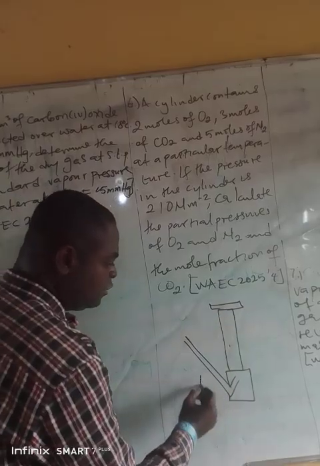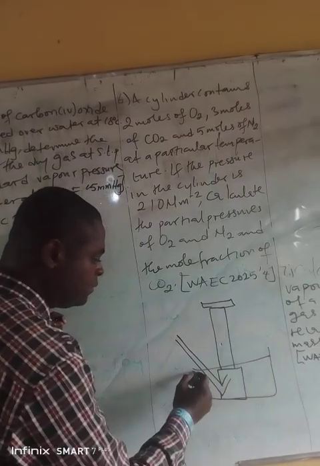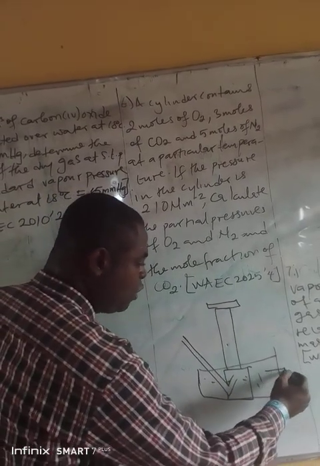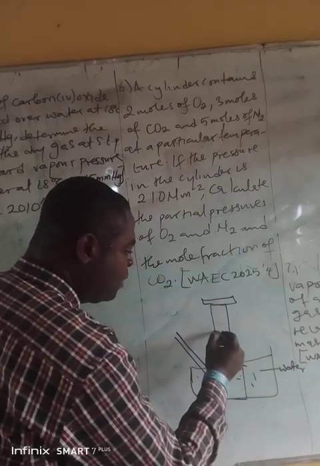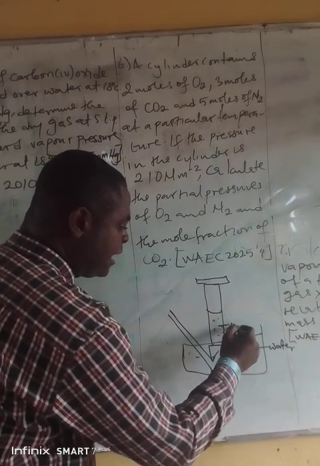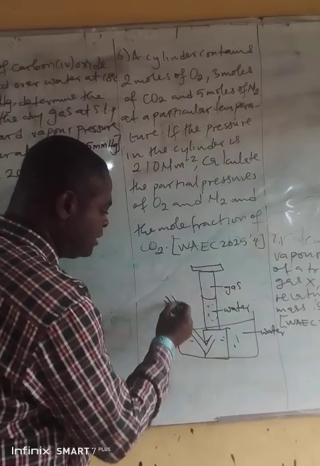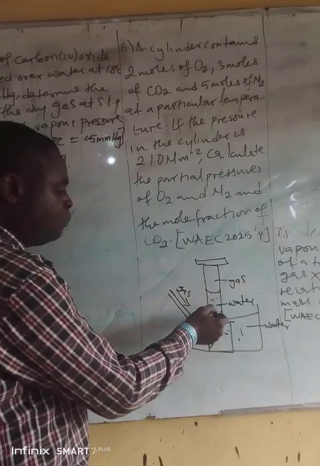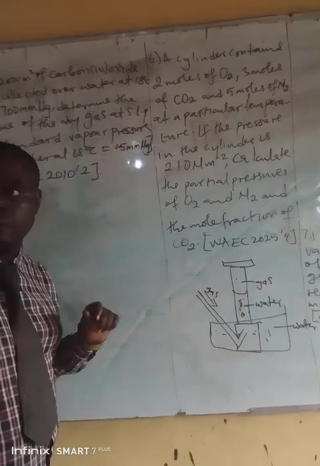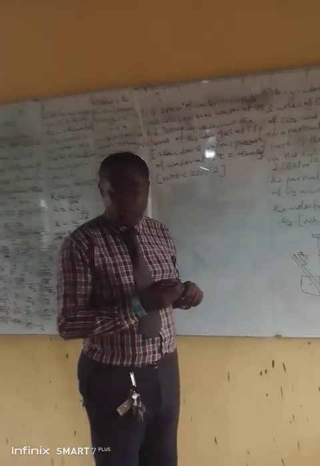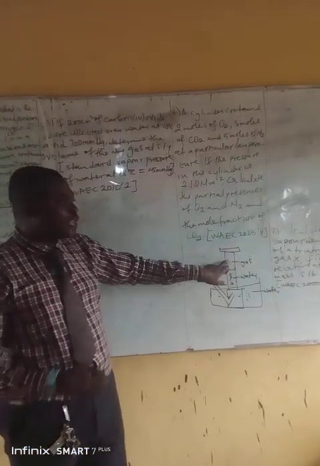So this is water. The water will enter here. This is water, but this is gas. The same gas that is entering here is now bubbled through this water to come and stay here. Are we together now? So it is collected over this water to come and stay above this water.